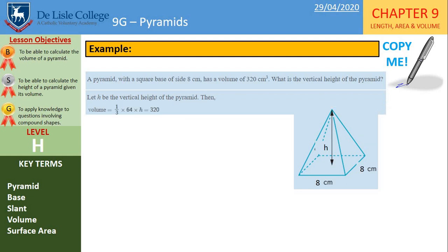So we know the volume, we've got a third times by 64, which we get from 8 multiplied by 8, and then times h is going to give us 320. If we simplify that, we've got 64h over 3 is 320. So in one step, we've multiplied by 3 and divided by 64. That can then be calculated to get a height of 15 centimetres.